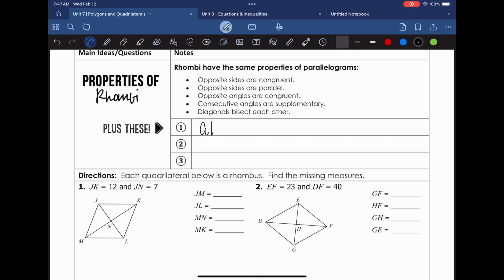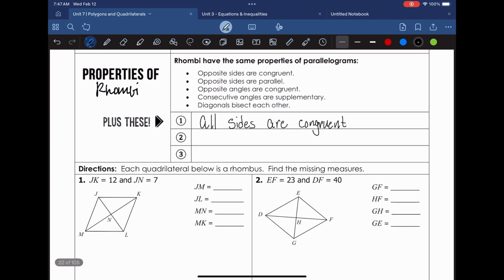This time, all sides are congruent. So that means that down here, JK is the same length as ML. We already knew that, but it's also the same length as KL and JM. It's kind of like a square. All the sides are the same.